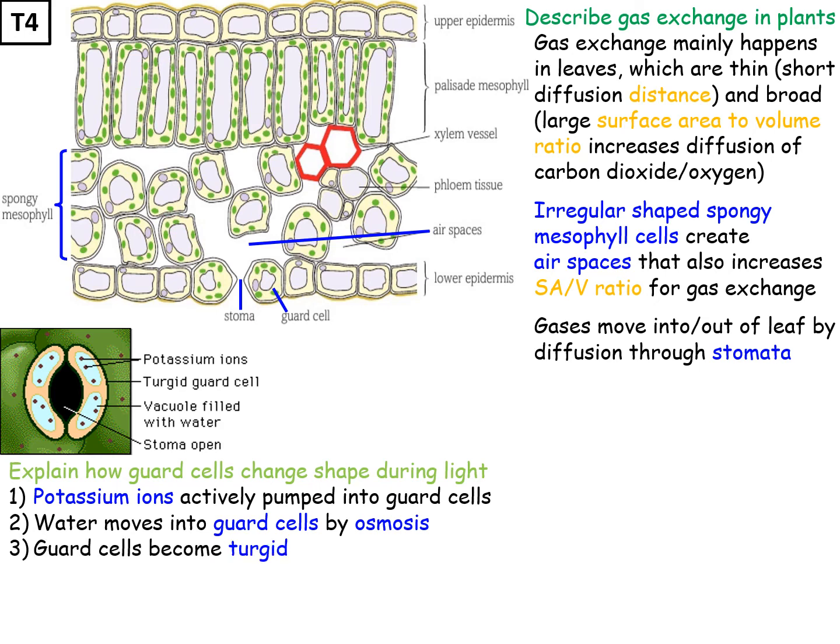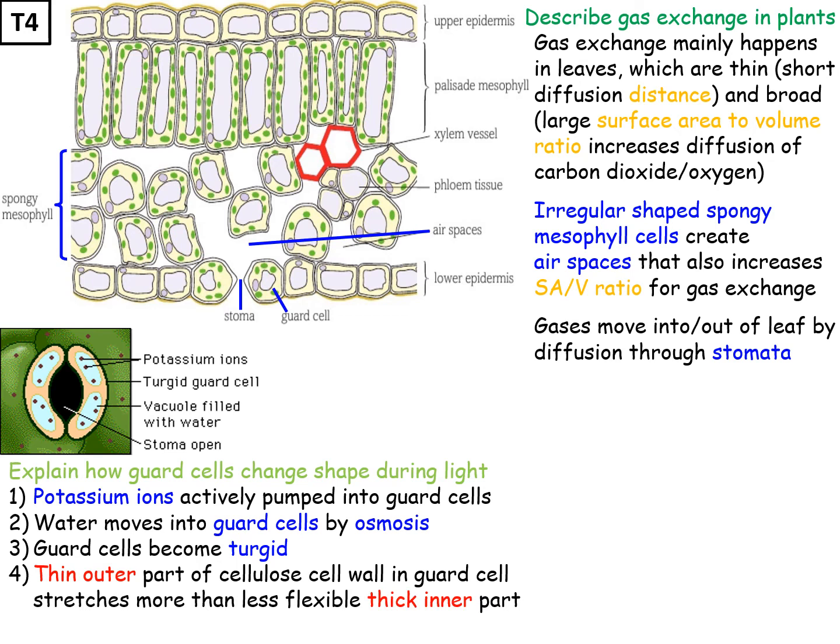When that happens, the guard cells become turgid, and this causes the thin outer part of the cellulose cell wall in the guard cells to stretch, and they stretch more than their thick inner part, which is less flexible. So when the thin outer part of the cellulose cell wall stretches, that causes the guard cell to change shape, and the stomatal pores then open.